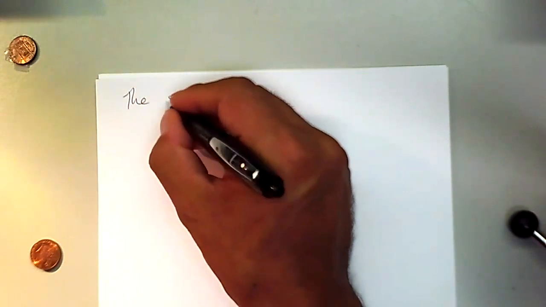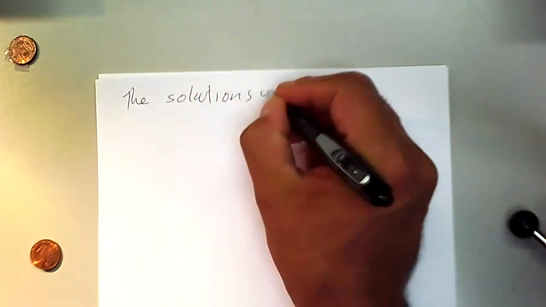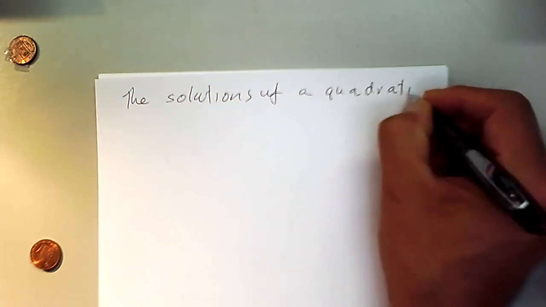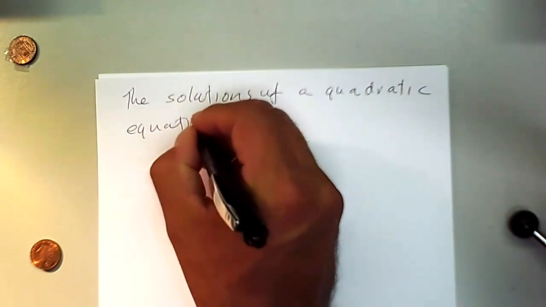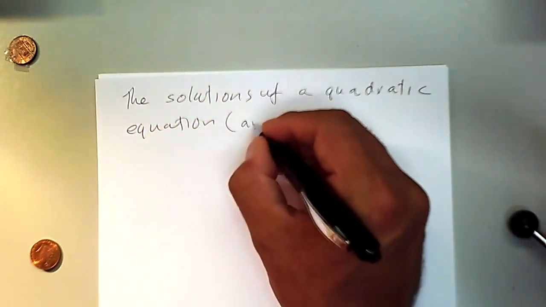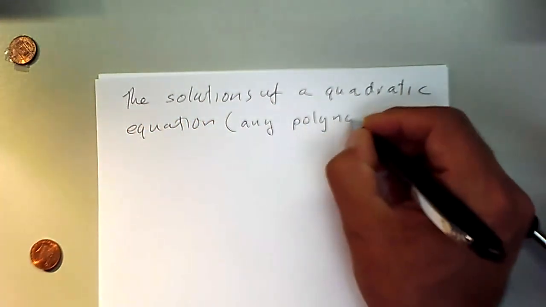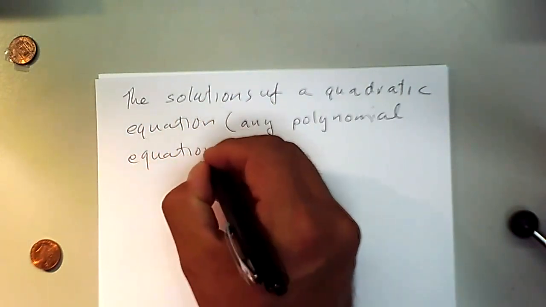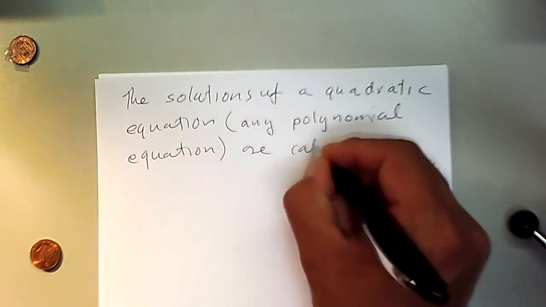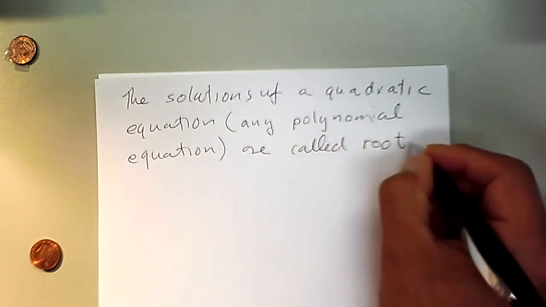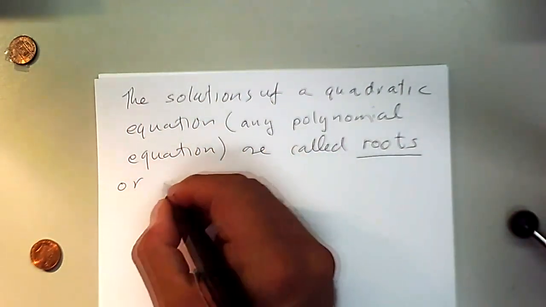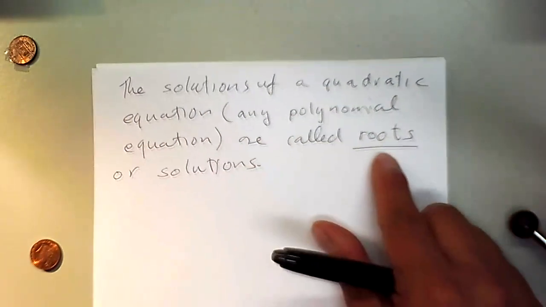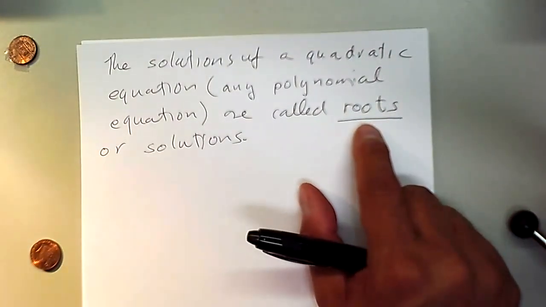The solutions of a quadratic equation, and actually any polynomial equation, are called roots, or solutions, of course. Now, I want to put emphasis on roots. This name is a little bit misleading.